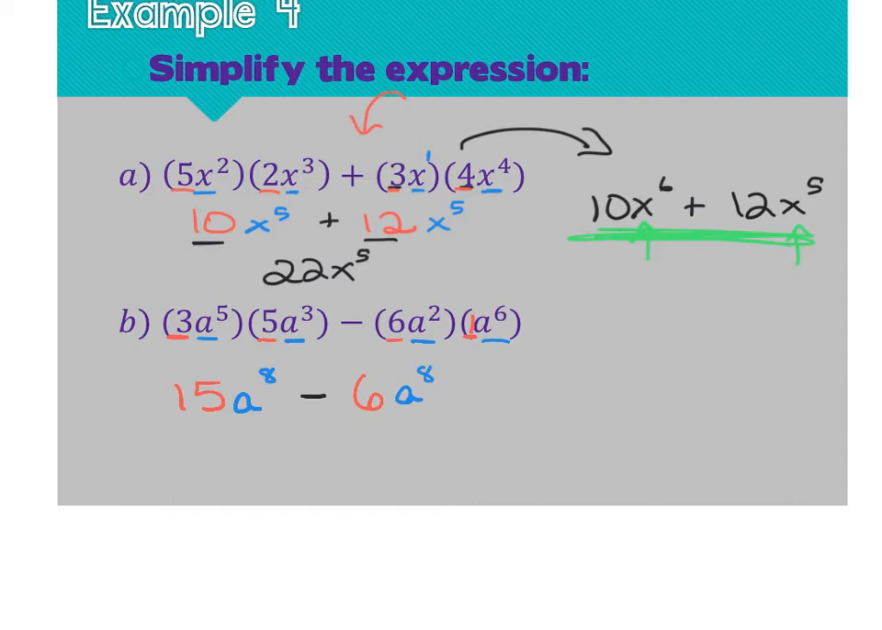Again, these are like terms. Notice my variables have exactly the same variable with the same exponent. So I can go ahead and add those coefficients, or actually subtract those coefficients. So this would become 9a to the 8th.